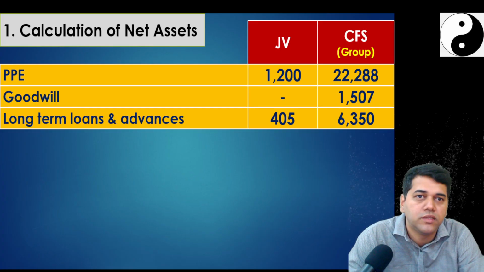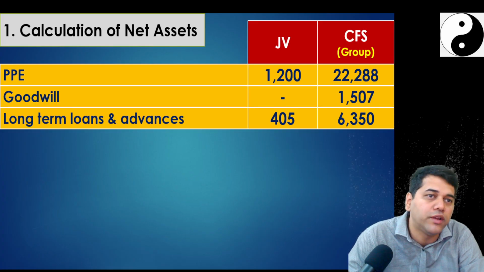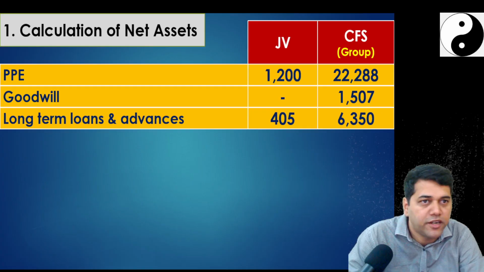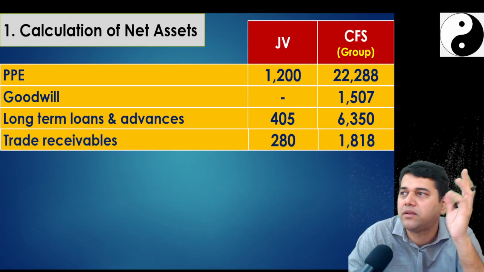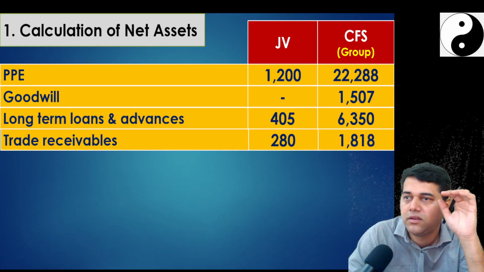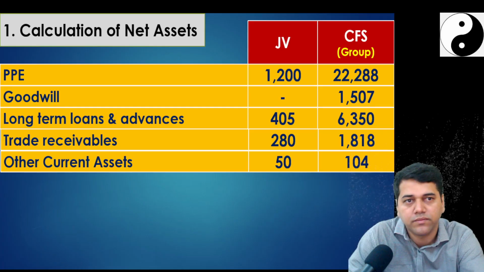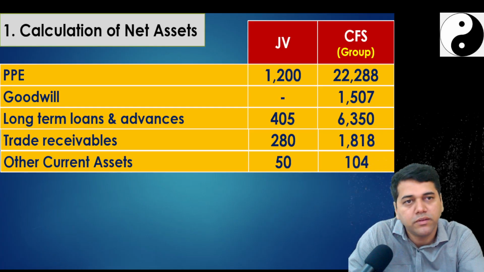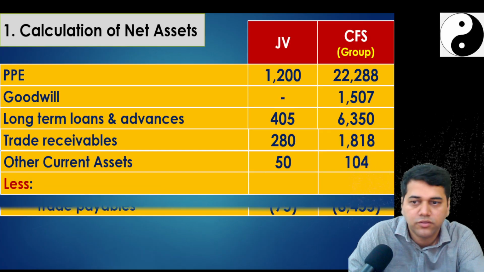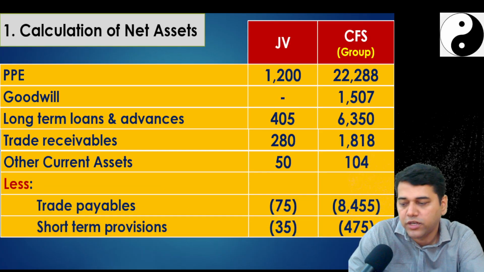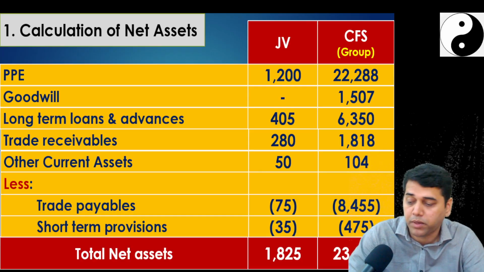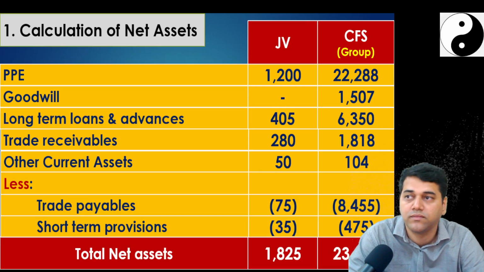Then, which other items would have gone to the goodwill calculation? Trade receivable you would have taken, yes, simple, 103 level. What all the items you would have taken? Yes, current assets also you would have taken. Would have taken trade payables? Yes, so you deduct the trade payables and you deduct the short term provision. So you got a proportionate net assets.